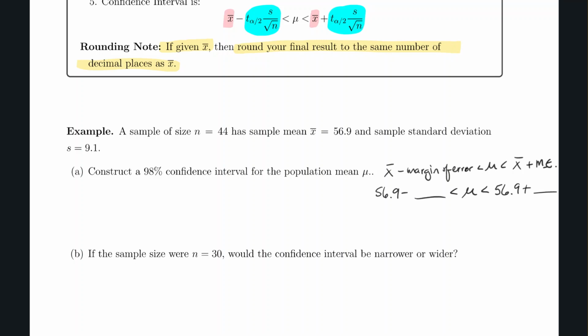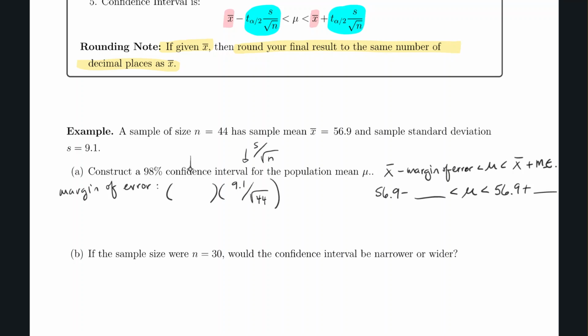Let's find that off to the side. Margin of error is the critical value that corresponds to the value times my standard error, over the square root of the population. So here this is 9.1 divided by the square root of 44.